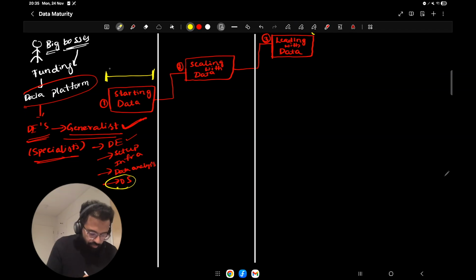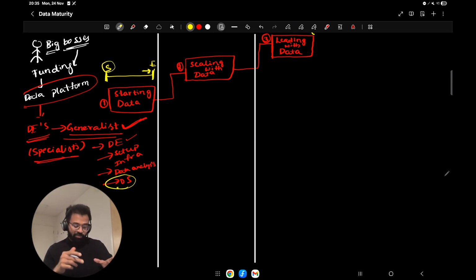So obviously they won't come in the starting phase. They might come somewhere near the end phase. But it's still the starting with data phase, the first phase. So you need to be completely aware of that.